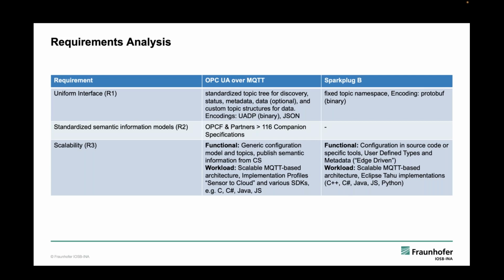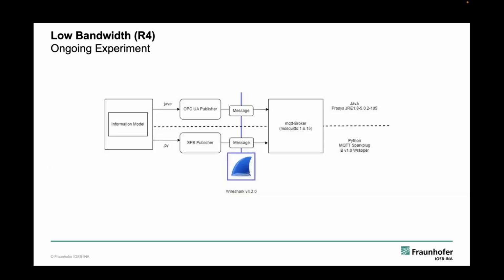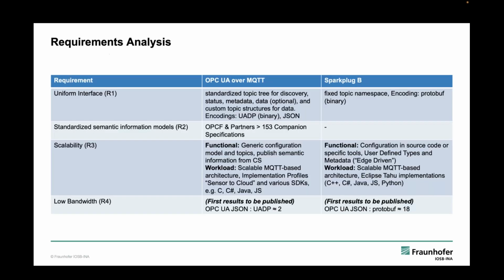The next requirement is the low bandwidth, and there we are currently conducting some experiments where we have a specified information model. Then we have an OPC UA publisher and a Sparkplug B publisher. We acquire these messages with Wireshark and analyze the size of the MQTT payload. This is an ongoing experiment that we will publish in a paper later this year. And I would just like to highlight some first results that we saw here.